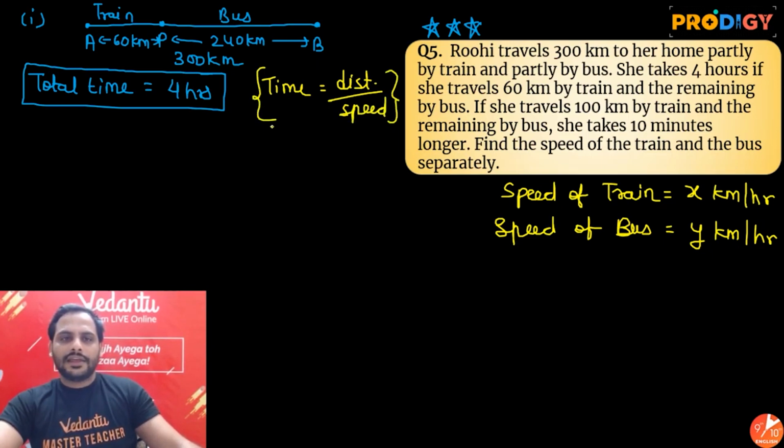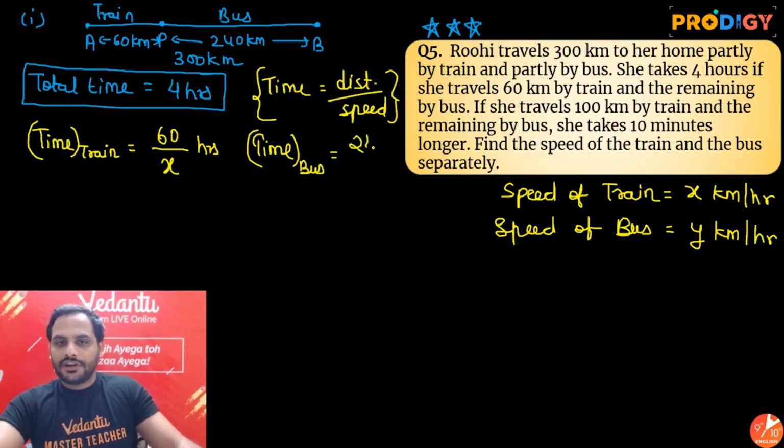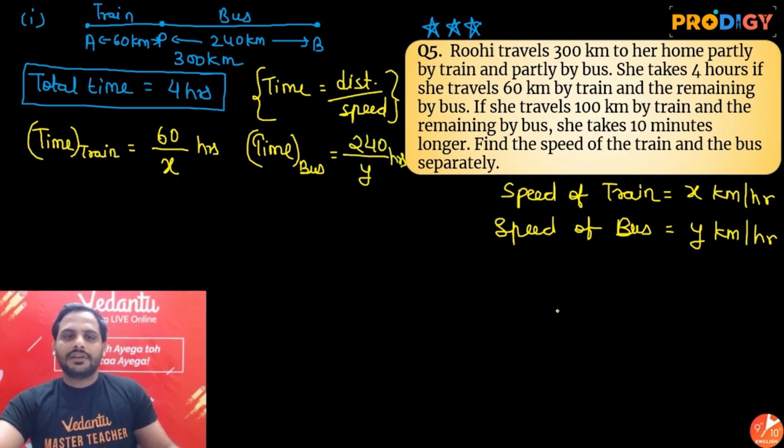Yes or no? So I can say, sir, how much time will be taken in the train? I'll say the time taken will be the distance traveled by the train, which is 60, divided by the speed of the train, which is x, hours. Same way, the time taken by the bus will be the distance traveled by the bus, 240 kilometers, divided by the speed of the bus, y kilometers per hour. So this many hours. So this is the time taken in the train, and the time taken in the bus.